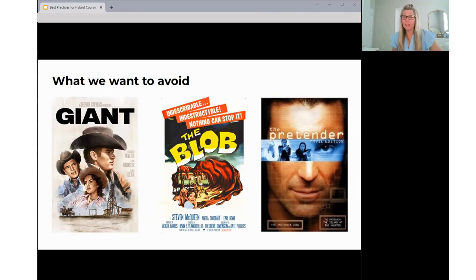We want to avoid the blob. And the blob is in-class elements and online elements, but no real structure, no real meaning behind the learning path, little connectedness between the in-class and online or outside class elements.